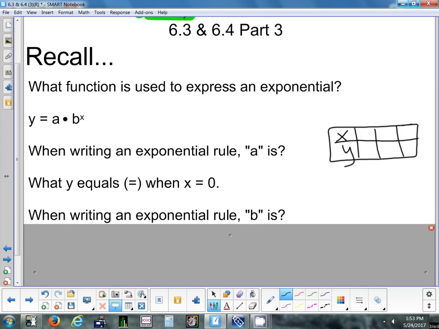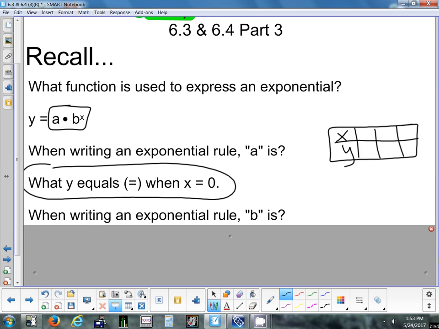Now, when I write an exponential based on the table, how do I figure out what b is? So a is what y equals when x is 0. You can write in y equals a times b to the x on your notes, and next to where it says a is, you're going to write: what y equals when x is 0.